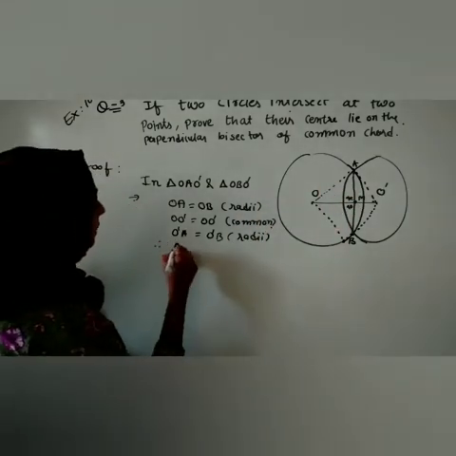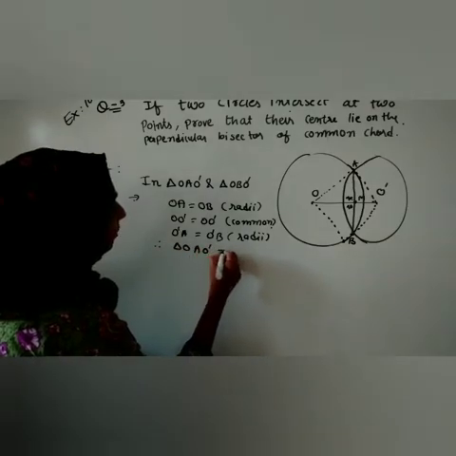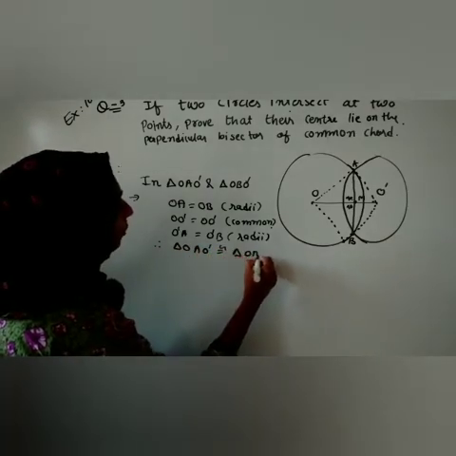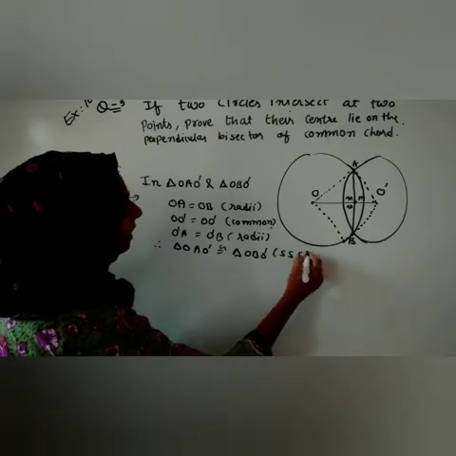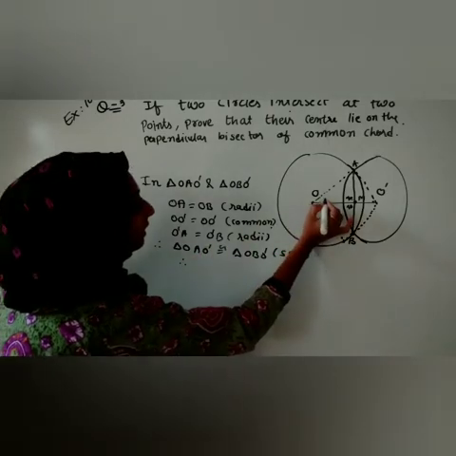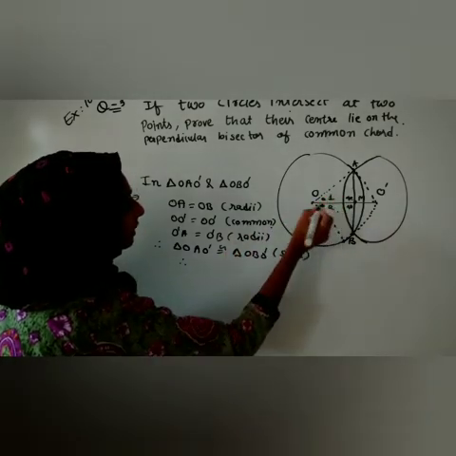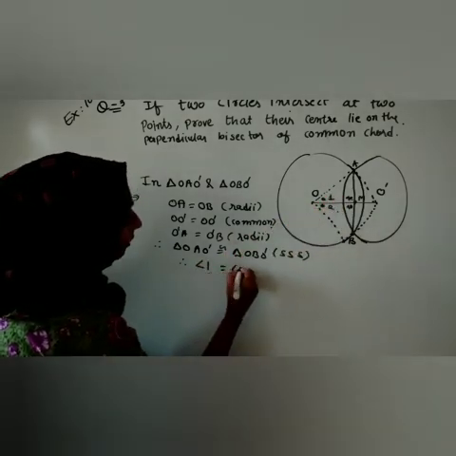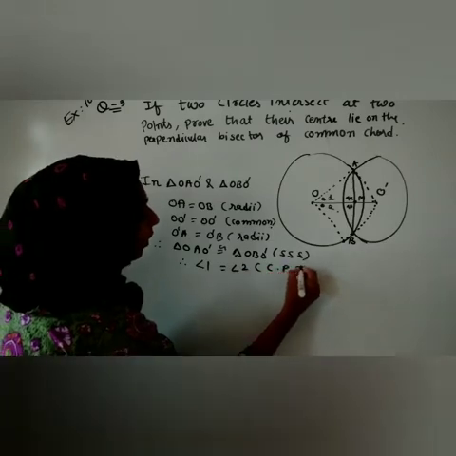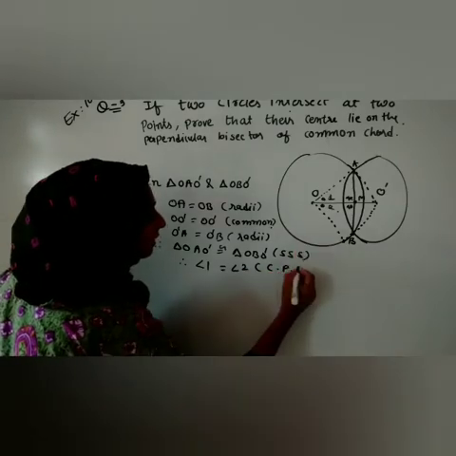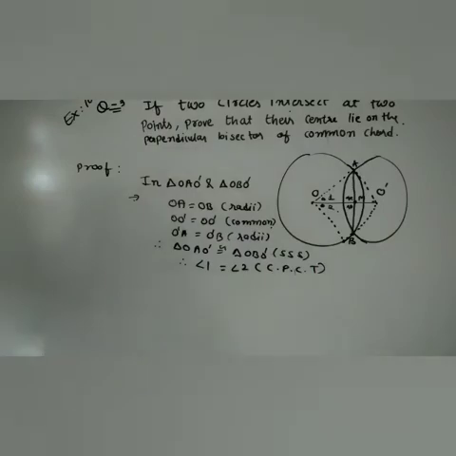So here we can say triangle OAO dash will be congruent to triangle OBO dash by the SSS criteria. That's why we can write this angle will be equal to this angle. Let us name it 1 and this as 2. So here we can write angle 1 will be angle 2, and according to what? According to CPCT this will be the same. So wherever it will be useful to us we will use it.